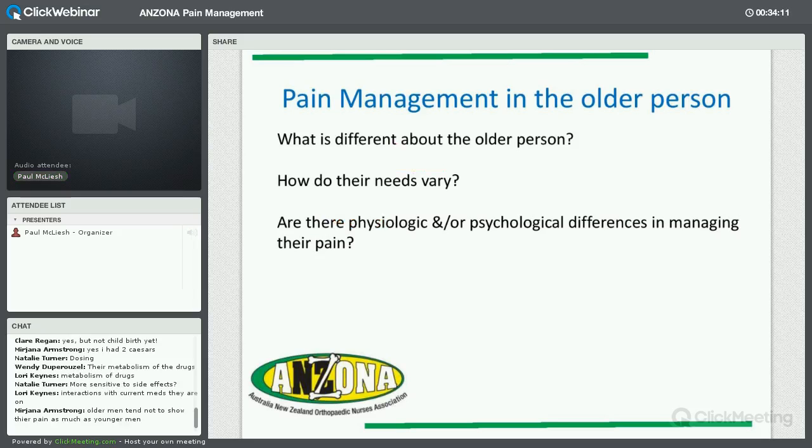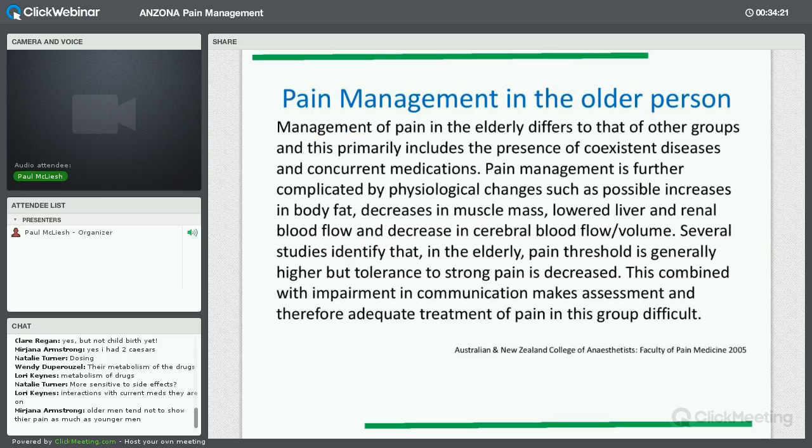Yeah, the next slide talks a little bit about how older people interpret their pain and how they tolerate their pain as well, which can be quite interesting. So I'll move to that slide. This is from the Australian and New Zealand College of Anaesthetists quite a long time ago, back in 2005. But I think, Mariana, you're right. Older people tend to experience and tolerate pain differently to younger people. So this outlines it quite well, I think.